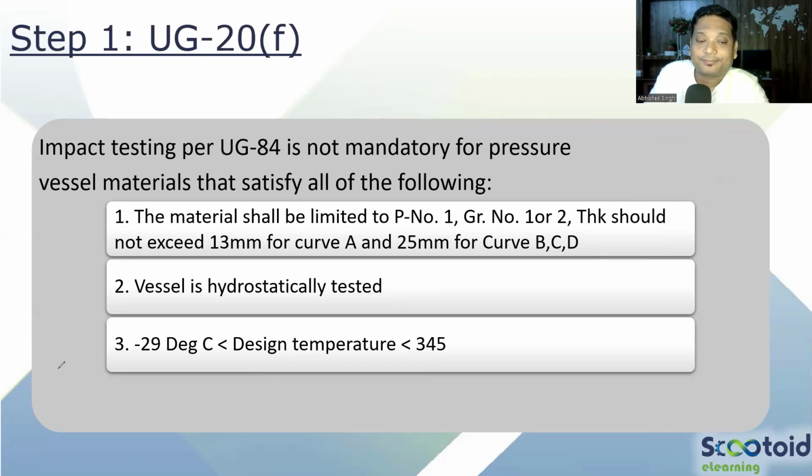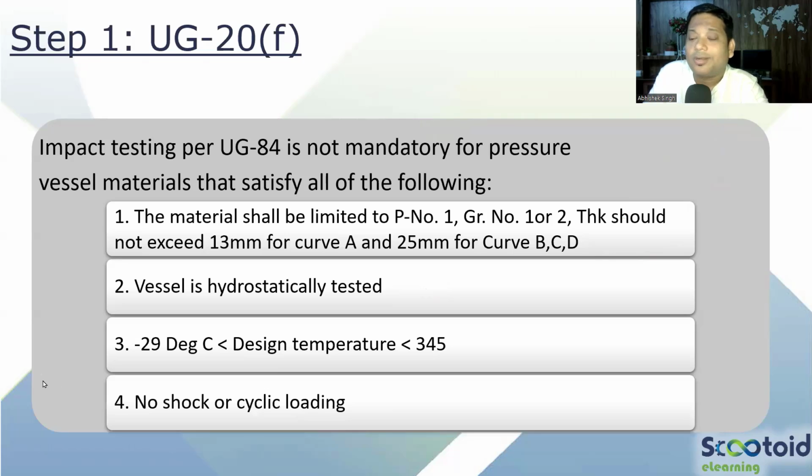Now the fourth one: no shock or cyclic loading. If there is cyclic loading, in that case, these exemptions cannot be taken. So these are the four conditions, 1, 2, 3, and 4. If all four are met, then you can take the exemption. You don't need to perform impact testing as per UG 84. What if any one of it is not followed? Let us say there is a shock load or cyclic load.